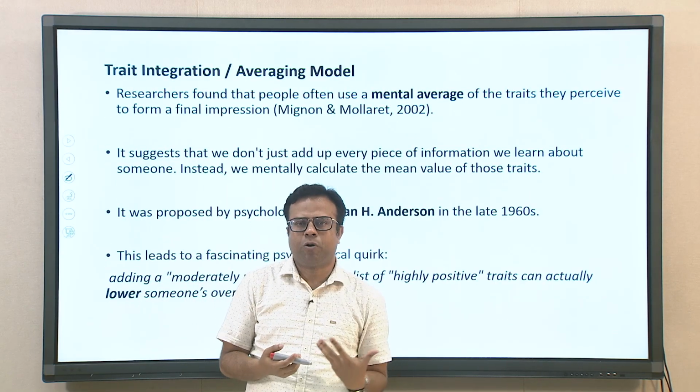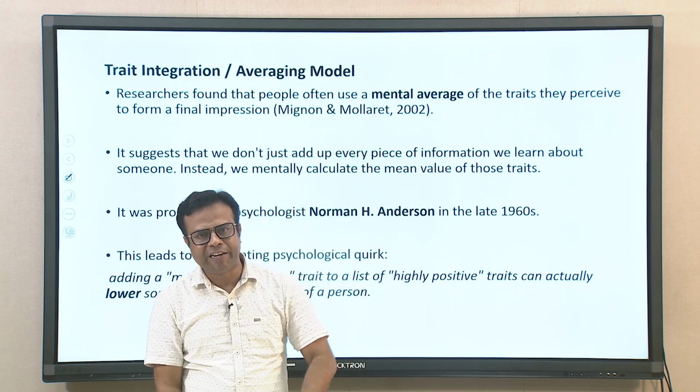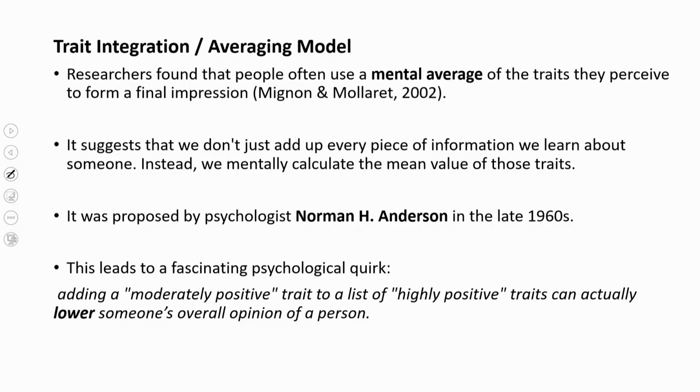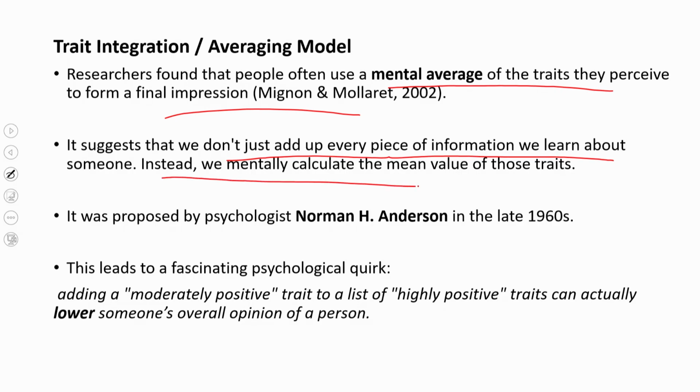Now, another theory that talks about how we form impressions about other people is the trait integration or averaging model. Researchers found that people often use a mental average of the traits they perceive to form a final impression. So, we get an average sense of whatever characteristics we know about a person, and we create a mental average and then we form an impression of the person. It suggests that we do not just add up every piece of information we learn about someone, instead we mentally calculate the mean value of those traits. Like we do not add up characteristics 1, 2, 3 and then make a judgment, we just make an average and form an overall impression of the person.